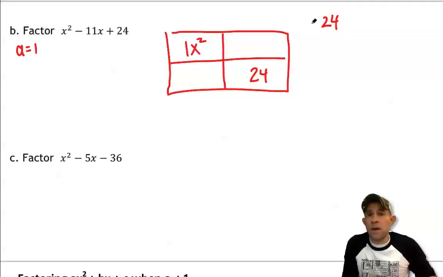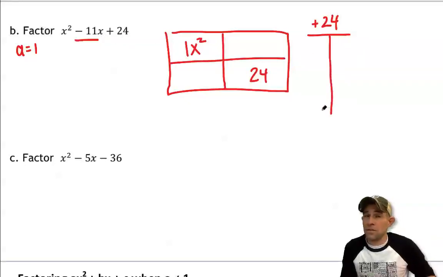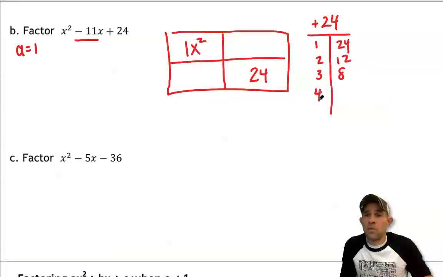And again, this is a positive 24, so I'm looking for factors of positive 24 that will combine to give me a negative 11. All right, so let's list through our factors of positive 24. We have 1 and 24, 2 and 12, 3 and 8, and 4 and 6. Now, the only way that I can get these to add up to be negative 11 is if both of these factors are negative.